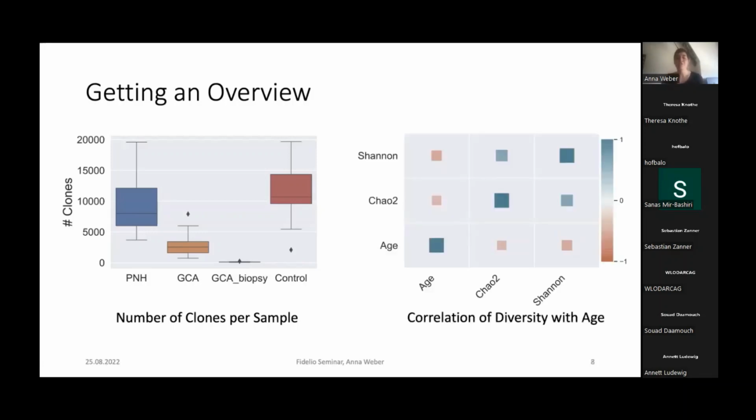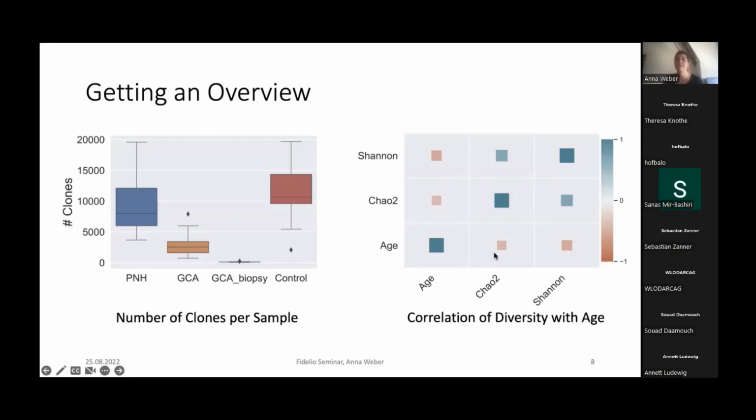And just to check my theory that this effect of lower diversity, lower number of clones in GCA, is an age effect, I just calculated the correlation coefficient between age and two different diversity measures: Chao2 and Shannon diversity, just two ways of measuring diversity of repertoires.